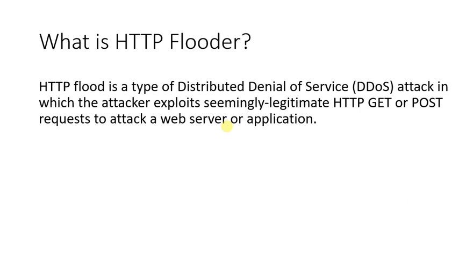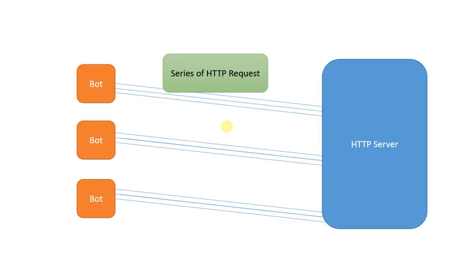Okay, so we'll understand this in a diagram. You can see multiple bots here, which you can call httpflooders, and this is the actual HTTP server. They are all continuously sending HTTP requests in a short span of time, making this server go down for some time. Okay, so we'll directly jump to Eclipse and see practically how it is performed.